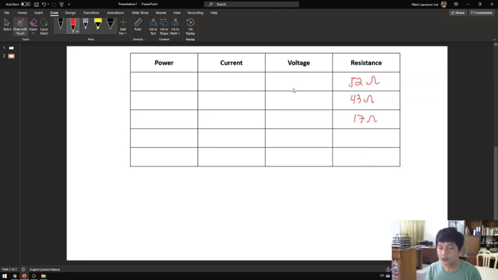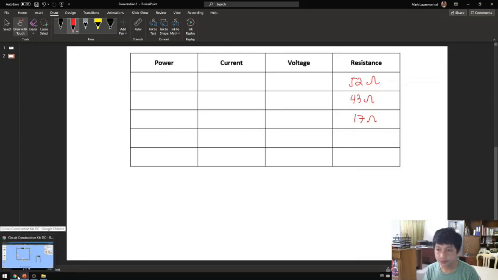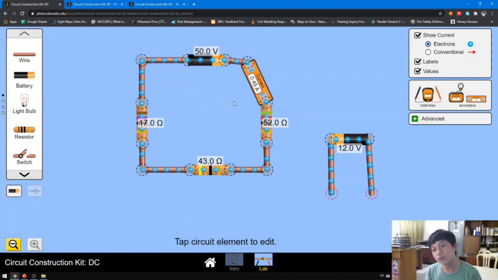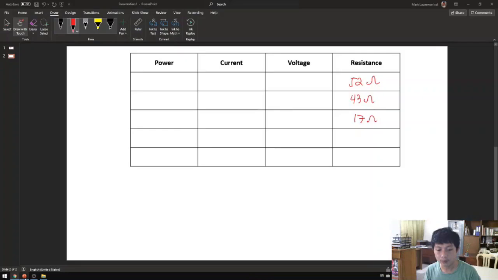Now the voltage is okay. What's similar to them is the current. Let's put an ammeter here. So remove this one, put an ammeter here. The current that flows is 0.45. Since this is a series connection, we have the same current across each resistor.